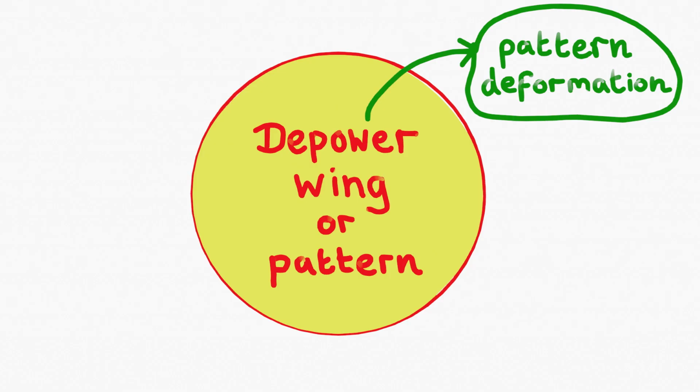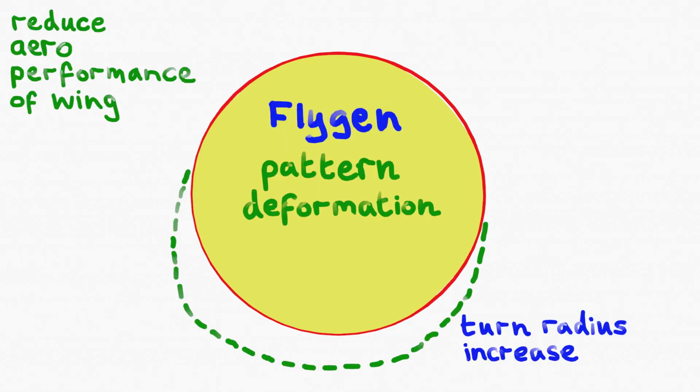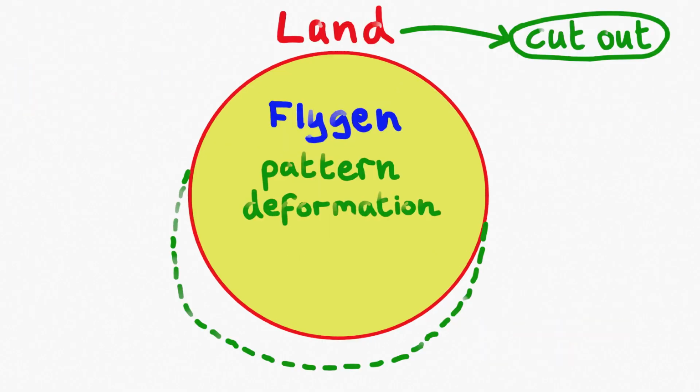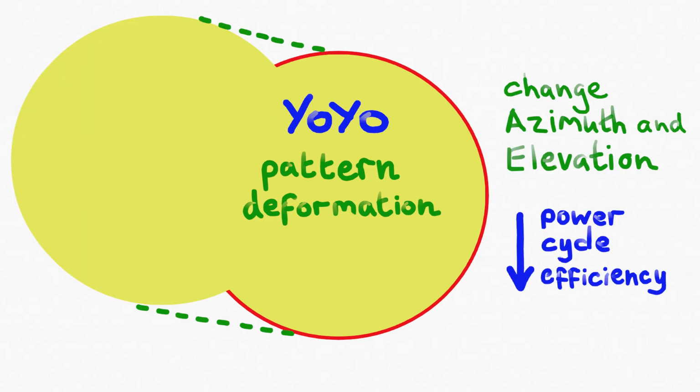Higher winds force a lower wing performance and pattern deformation. At some safe limit, the kite lands and cut-out occurs.